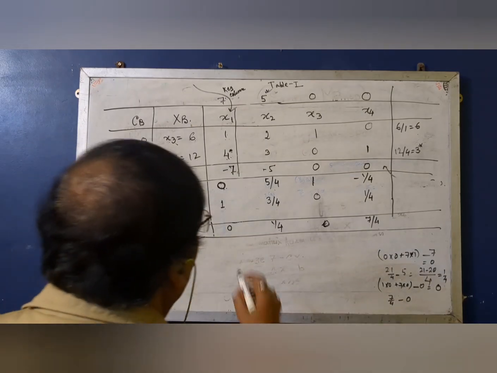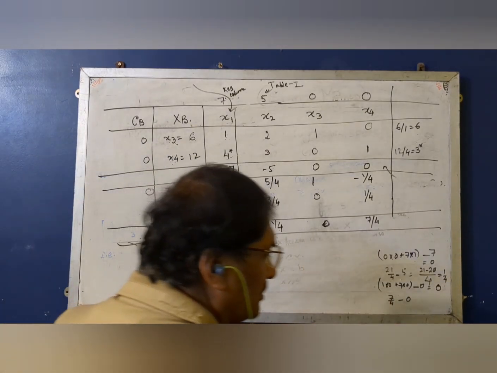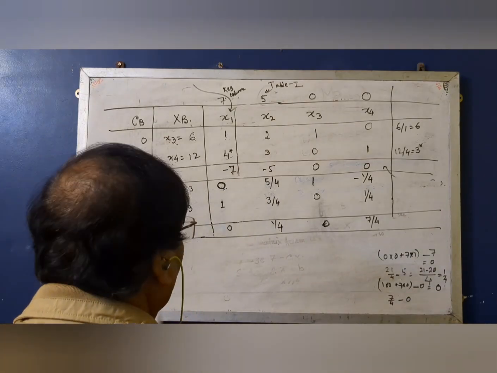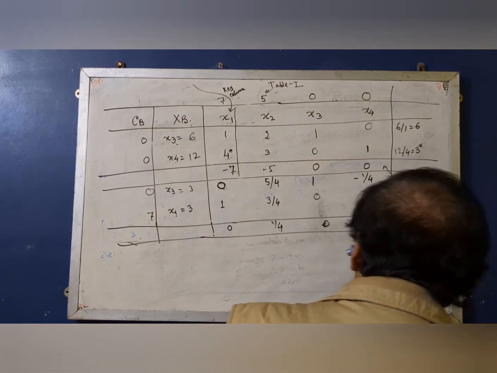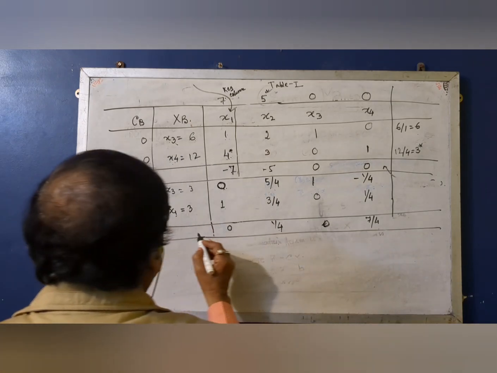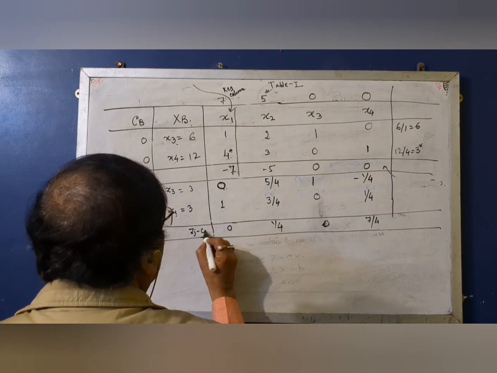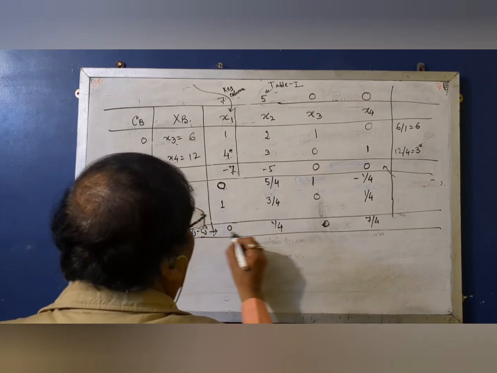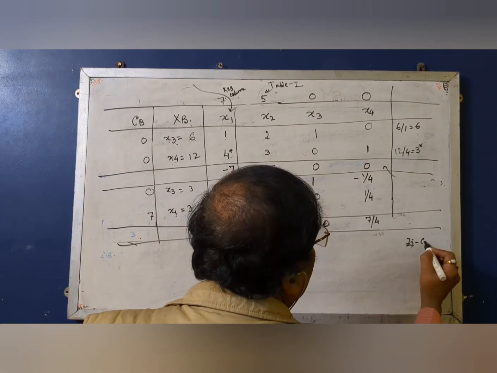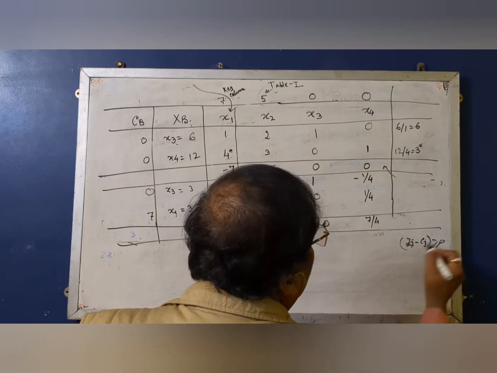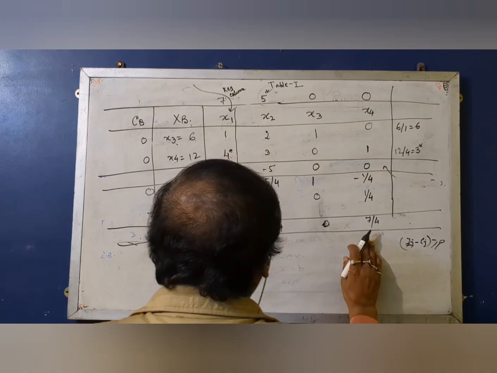Now check whether all the elements of the index row are greater than or equal to 0 or not. In this case all the elements are greater than or equal to 0. This is actually zj minus cj. This is called zj minus cj, the index row value. All are zj minus cj greater than or equal to 0. This is the condition for optimum. That's why we have reached the optimum.